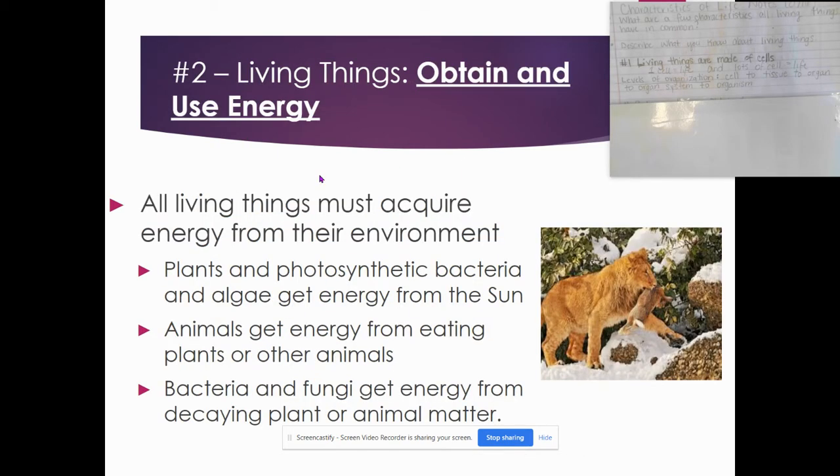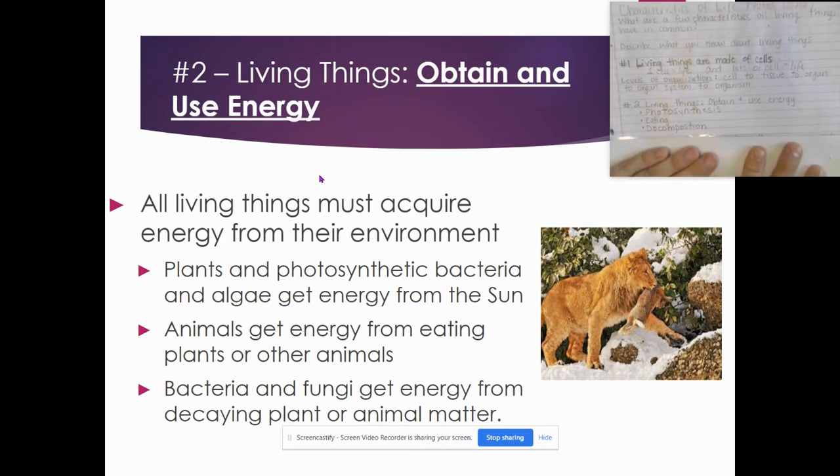All right. Number 2, living things obtain and use energy. They have to first obtain it. How do you obtain energy? You obtain energy through eating. All living things must acquire energy from their environment. Plants and photosynthetic bacteria and algae can get energy from the sun.